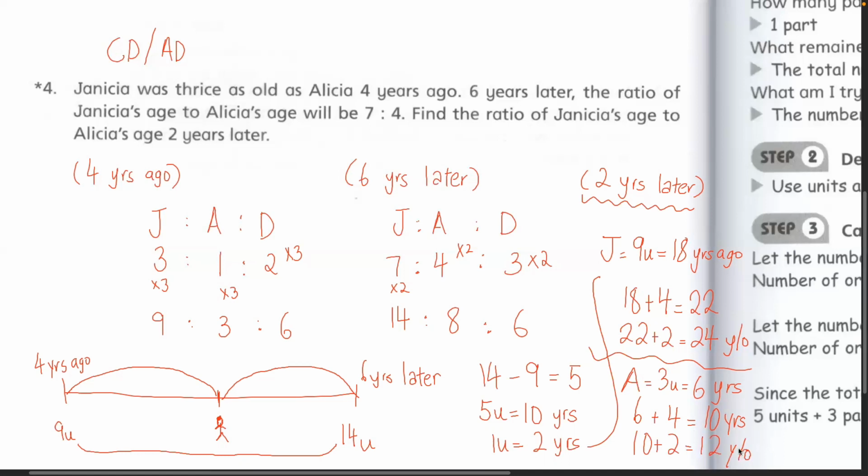Do you understand? All we need to do is simply J is to A, 24 is to 12. Can you simplify? 2 is to 1.